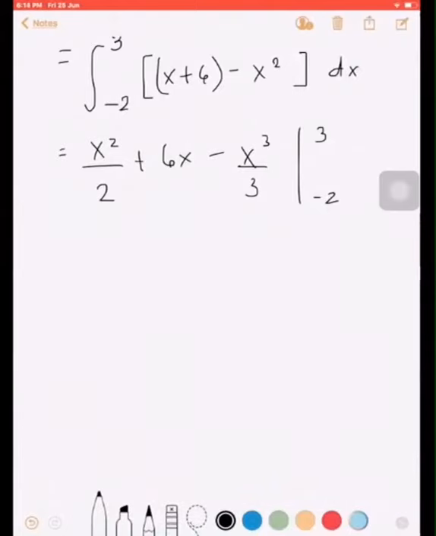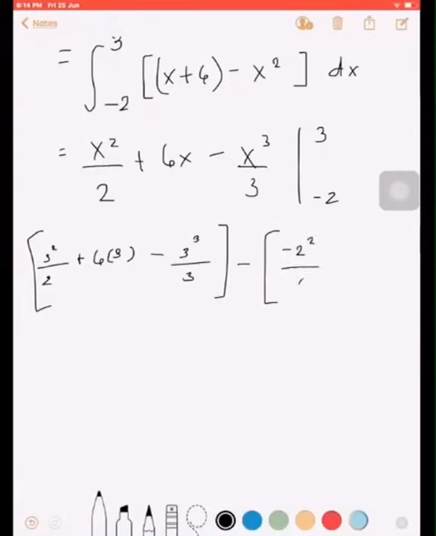Now let's plug in 3 into the expression. That is 3 squared over 2 plus 6 times 3 minus 3 cubed over 3, minus, so let's plug in -2: (-2) squared over 2 plus 6 times -2 minus (-2) cubed over 3.